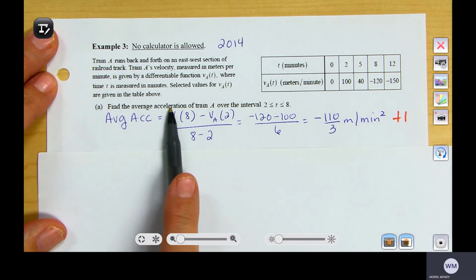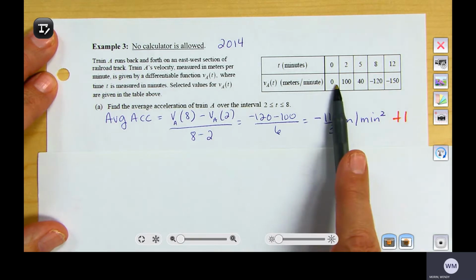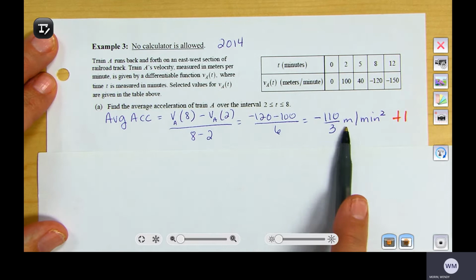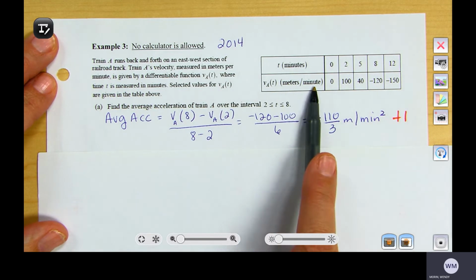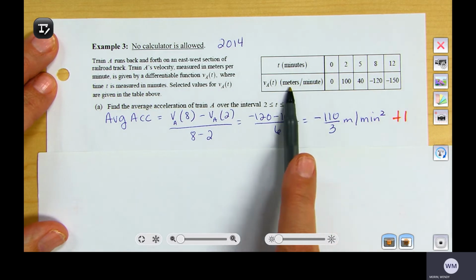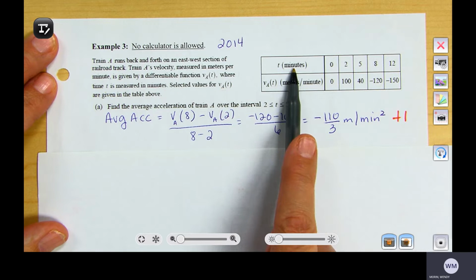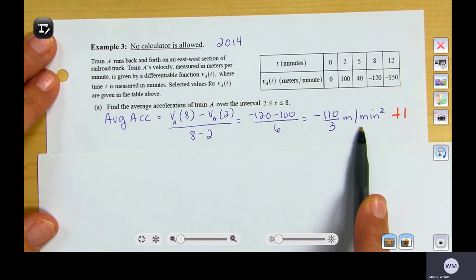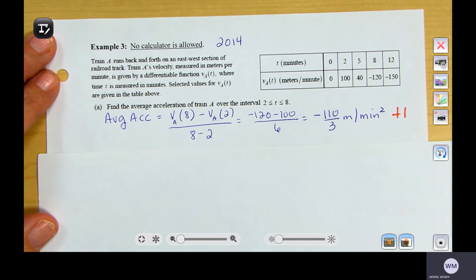The average acceleration is the average rate of change of velocity. And again, meters per minute, if you take the average rate of change of meters per minute, you get meters per minute squared. Or you could say meters per minute per minute.